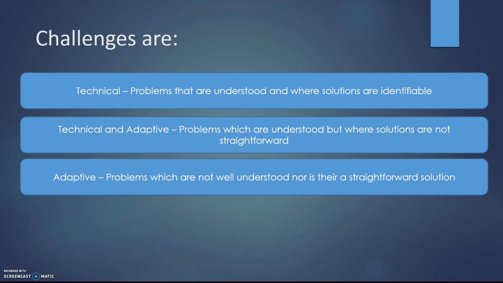Technical challenges are problems that are clearly understood and where a solution is readily identifiable. Technical and adaptive challenges are problems which are well understood, but where the solution is not necessarily straightforward. Adaptive challenges are problems in which it's not well understood, nor is there a straightforward path or solution.